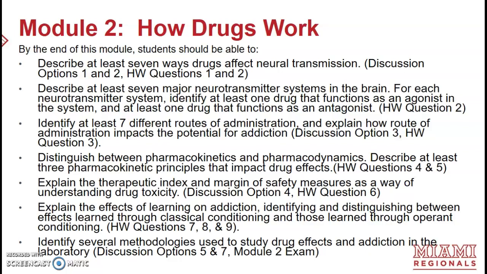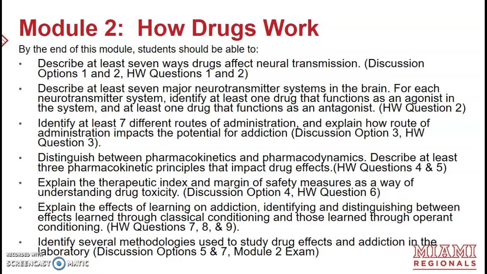Next, we'll learn to distinguish between pharmacokinetics and pharmacodynamics. You'll learn to describe at least 3 pharmacokinetic principles that impact drug effects, and this will be assessed through homework questions 4 and 5. Next, you'll learn to explain the therapeutic index and the margin of safety as a way of understanding drug toxicity. This will be reviewed in discussion option 4 and homework question 6.